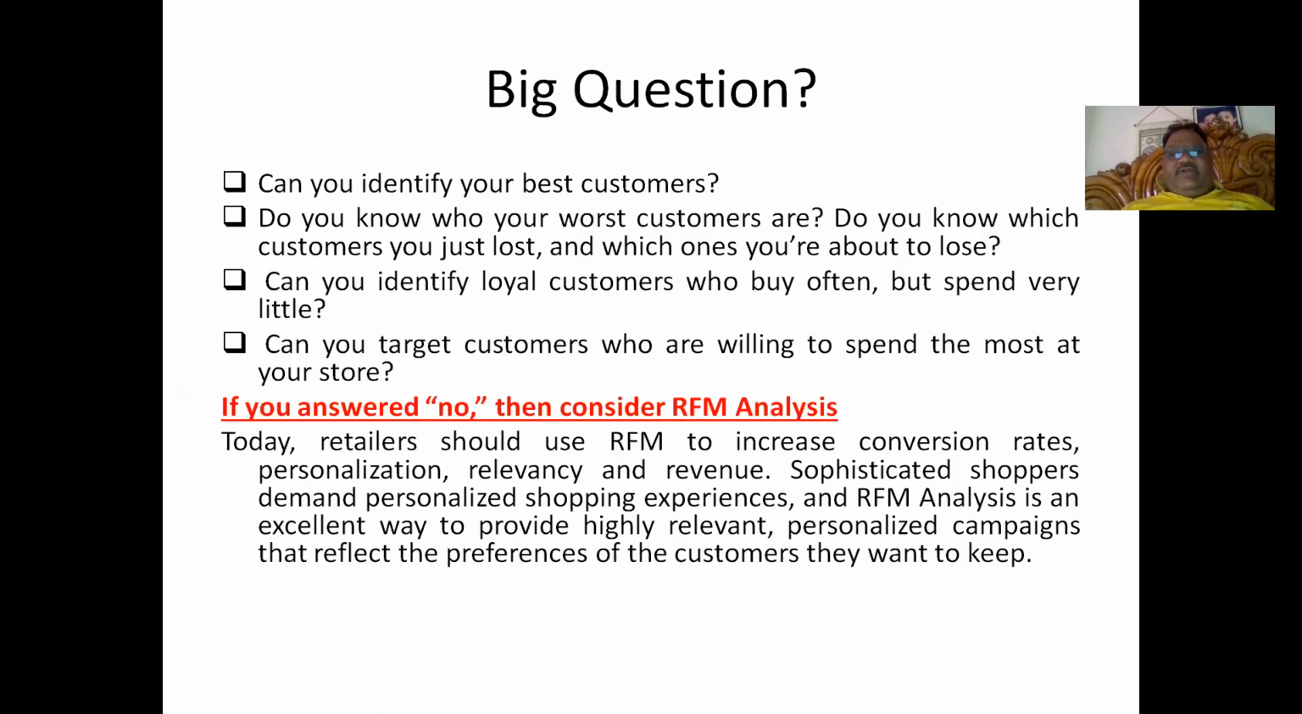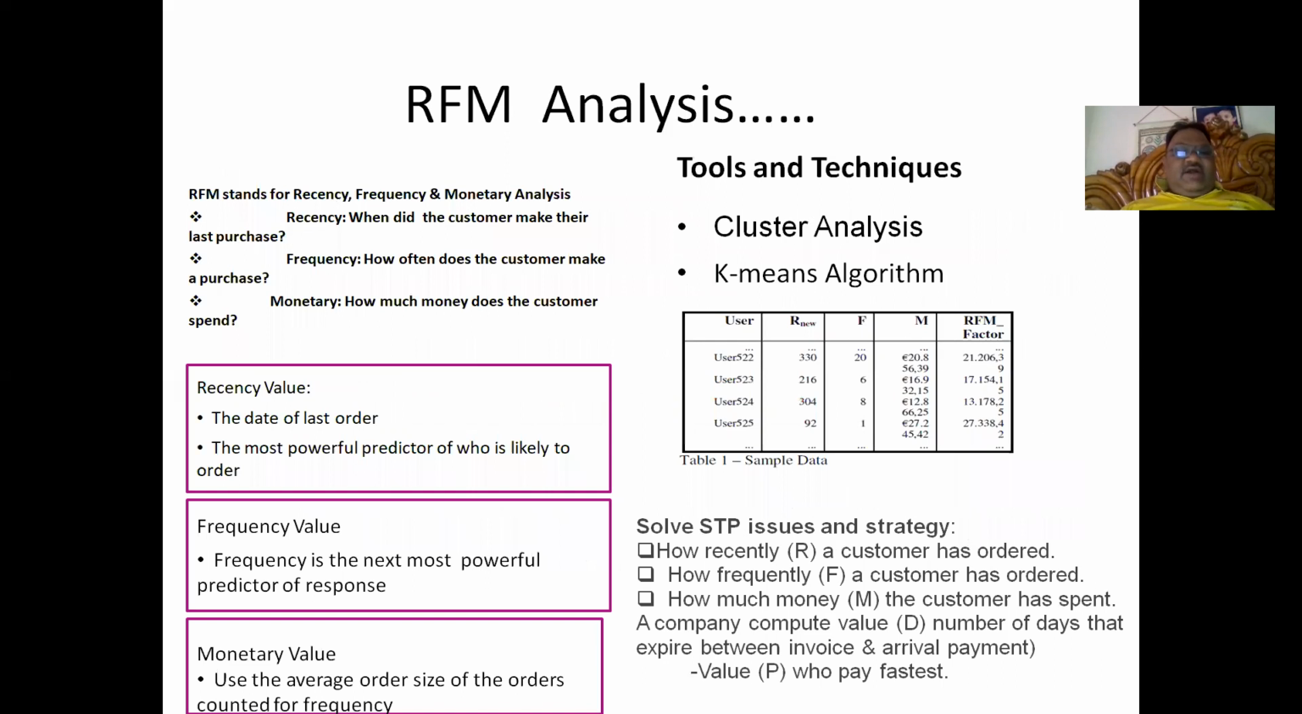If these are your questions, there is a technique called RFM. It means recency, frequency, and monetary value analysis, where we engage with retailers to understand how to cluster their customers. To find out who is your best customer, who is your worst customer, what the churn rate is, or to measure customer lifetime value, we use RFM analysis. R means recency: when did the customer make their last purchase? Frequency means how often does the customer make a purchase? Monetary means how much money does the customer spend?